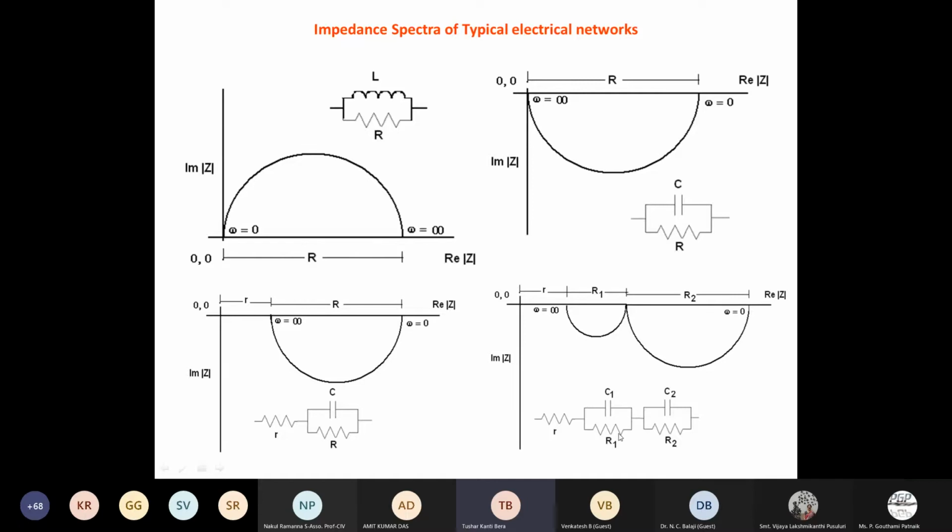If there are two parallel circuits connected in series, there will be two semicircular arcs, and depending on the value of the capacitance and resistance, the dimension and curvature of the arc will vary. So from this type of graph, we can analyze and calculate the circuit parameters to develop the equivalent circuits.